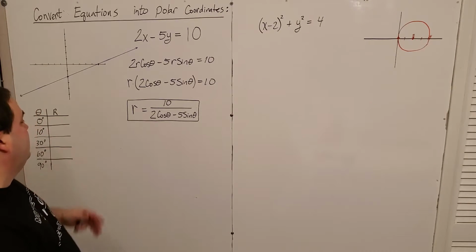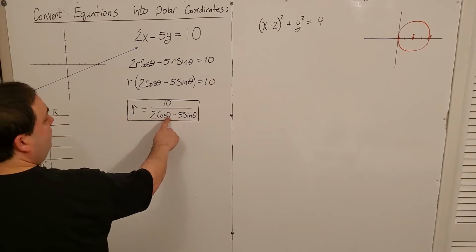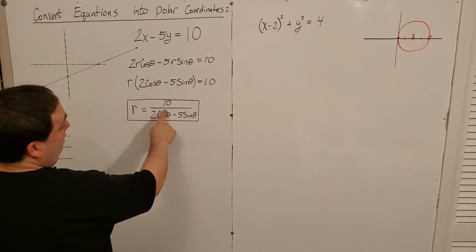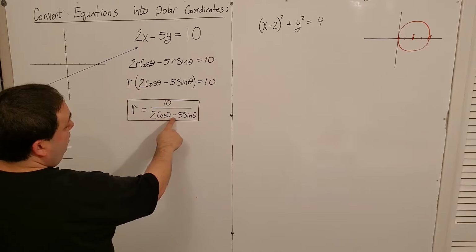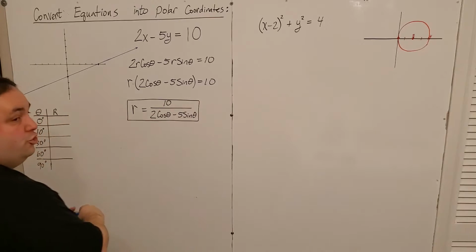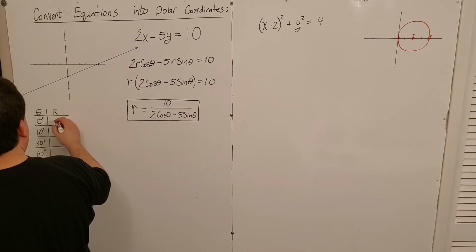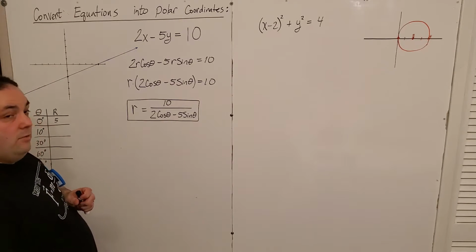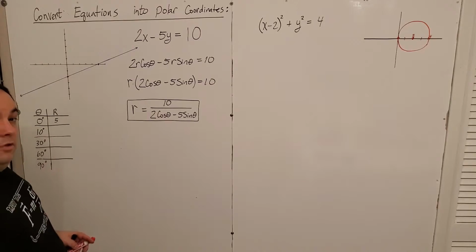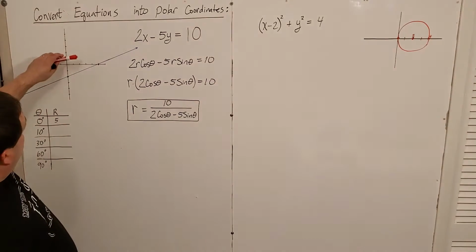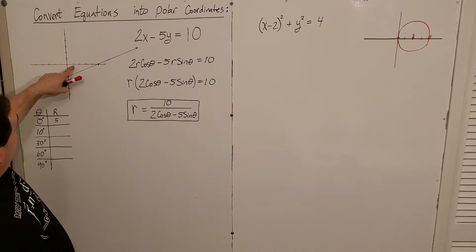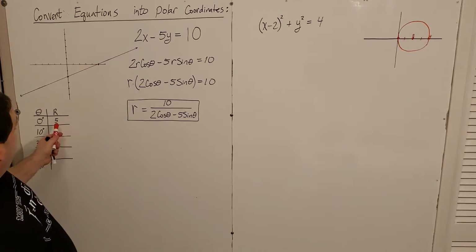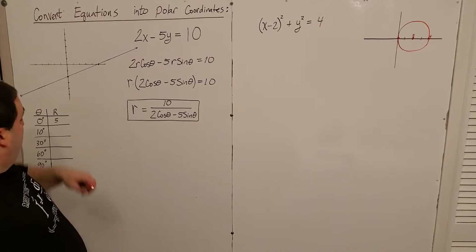The 0 one's pretty easy though. I know that cosine of 0 is 1 and sine of 0 is 0. So what I'm getting is 10 over 2 times 1 minus 0. So that's just 10 over 2, which is 5. Okay? So what I want you to notice is that it's 0 degrees and 5 radial units, right? 0 degrees is here, and 1, 2, 3, 4, 5. Look, there it is. See, it's already on that dot right there. That's that first point. Okay?